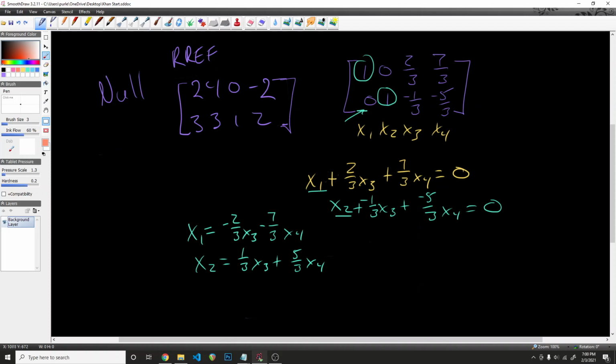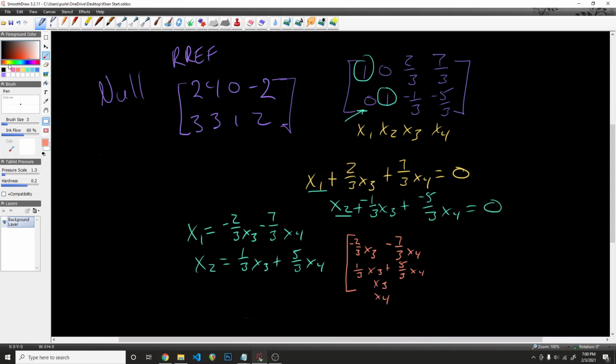But now we can rewrite this, and we want to write it in the form where we have the vector x1, x2, x3, x4. We can simplify it by getting rid of the x1 and the x2, because we know this equivalency here. So instead of writing x1, we can write -2 over 3 x3 minus 7 over 3 x4. And then here we have 1 over 3 x3, plus 5 over 3 x4. And then here we'll have x3 and then x4.